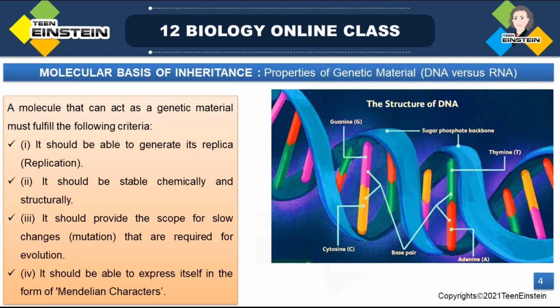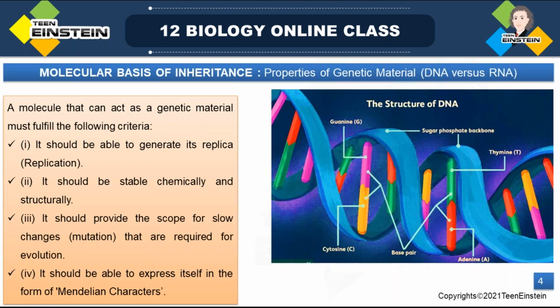And the second point is that it should be stable, chemically and structurally. Okay. So the second point is it should be stable. What are all the different criteria that the genetic material should fulfill?